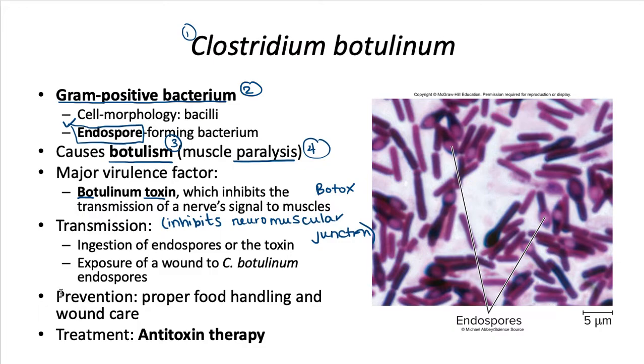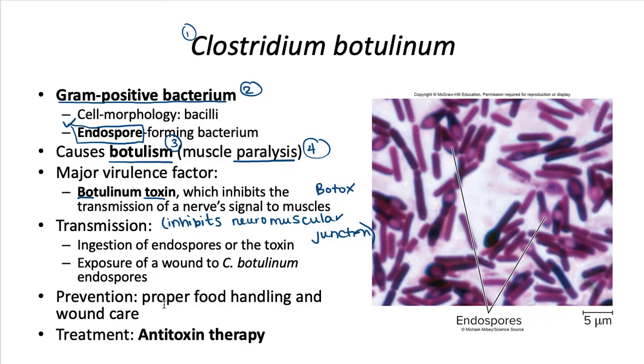So in order to prevent transmission or getting ingestion of the toxin in food, proper food handling. If you heat foods, the heating of 60, 70, 80 degrees Celsius, even boiling, will damage the toxin. So botulinum toxin is heat labile, or it'll be destroyed by heat. However, that type of heat won't kill endospores.